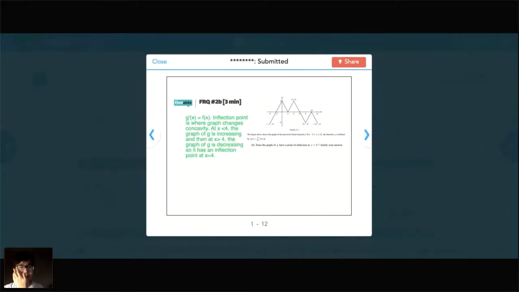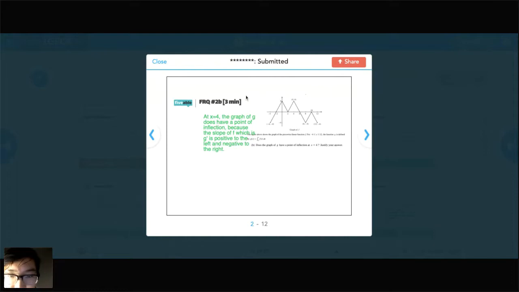I might be misinterpreting this. The graph of g has a point of inflection at x equals 4 because g prime of x is equal to f of x. On the f of x graph, it's increasing from 2 to 4, and it's decreasing from 4 to 8. And so in this instance, when you say the graph of g is increasing, I think you should be talking about the graph of f. But I don't think that would take off too many points. At x equals 4, the graph of g, oh, here we go again. See, got to be very careful here. It's the graph of f.